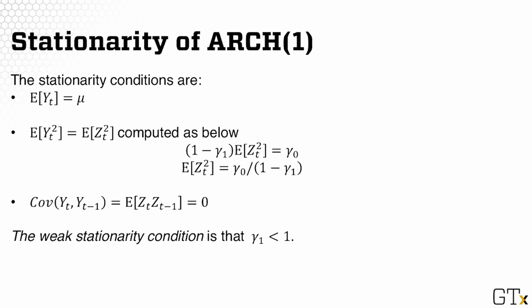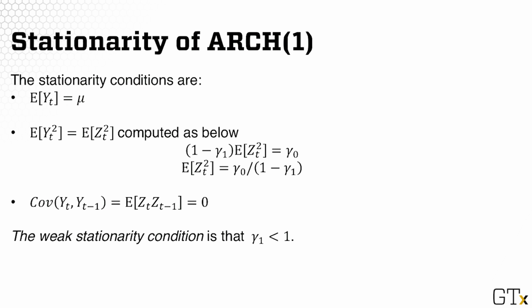Because of the characterization of zt squared as an AR process, we can further obtain the conditions of stationarity of the ARCH model for a time series yt. The conditions are as follows. The unconditional expectation of the time series is mu. The unconditional variance of yt is the variance of zt squared, which can be shown to be equal to gamma 0 divided by 1 minus gamma 1, where gamma 0 and gamma 1 are the AR1 coefficients for zt squared.